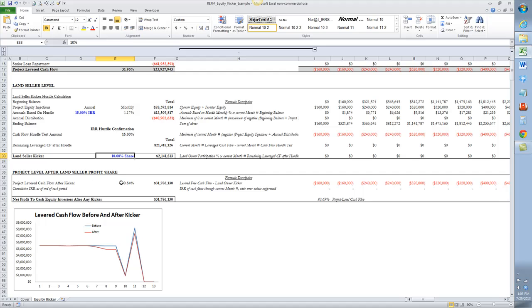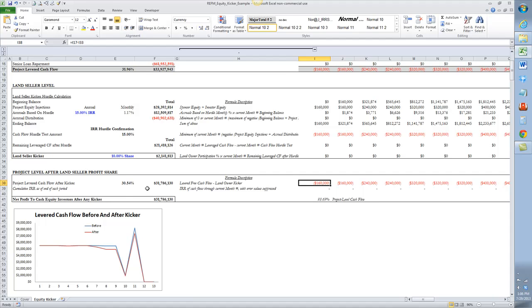What we do in the final section is we simply deduct from the project level levered cash flow those dollar amounts that go to the land seller, and this will give us the remaining project level performance after the kicker.